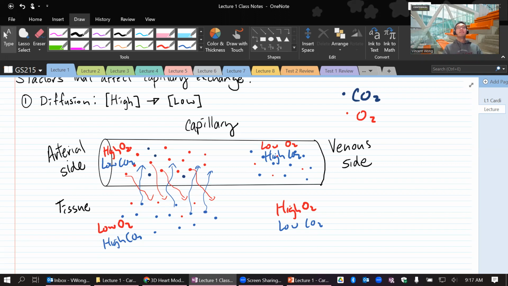Wouldn't this be not systemic but pulmonary because the high O2 is within the capillary and it leaves? Okay, yeah, that's a good question. Okay, so look, let's think about over here. Is the blood in the capillary red blood or blue blood on the arterial side? Like red? Yeah, because of high oxygen content. Do you agree? So where does this high oxygen content blood come from? Well, probably it came from the aorta, right?